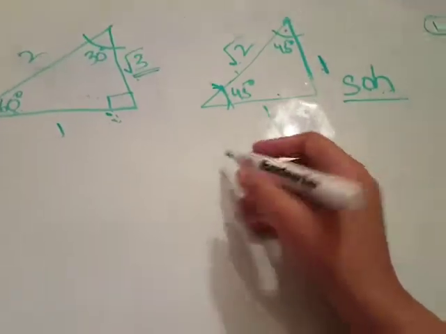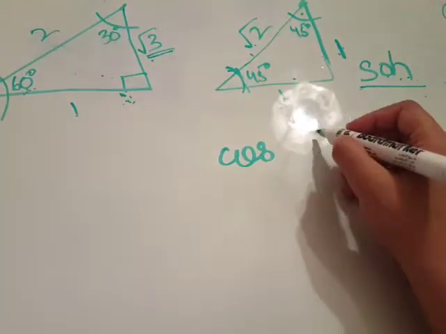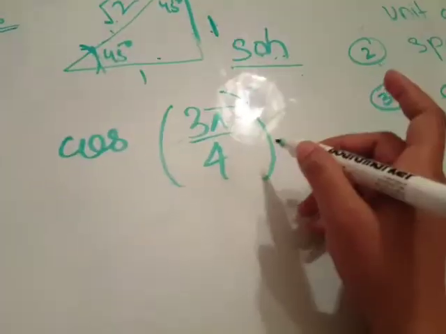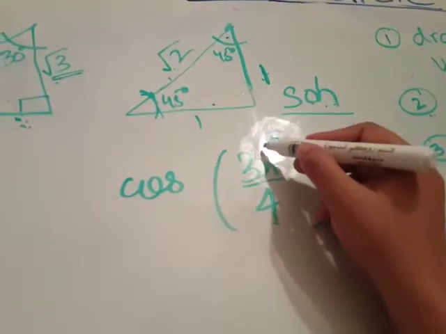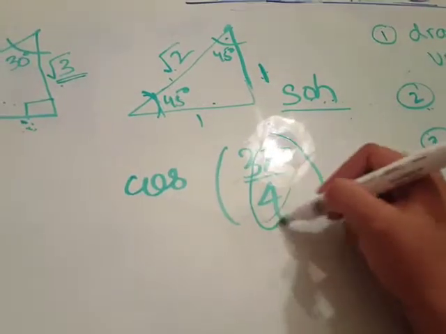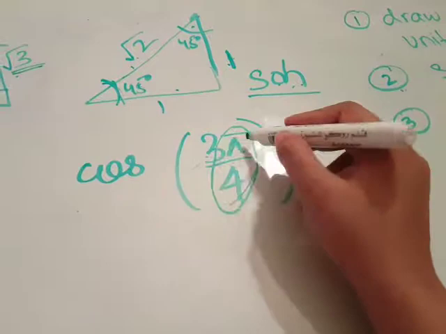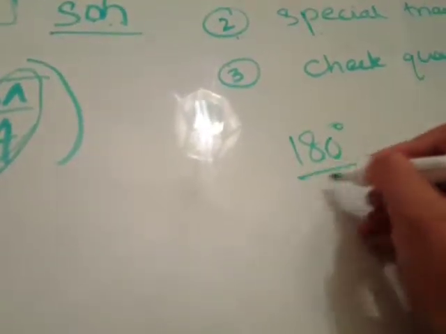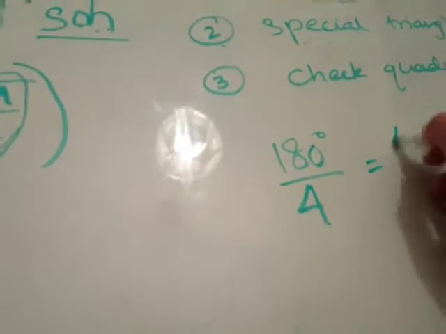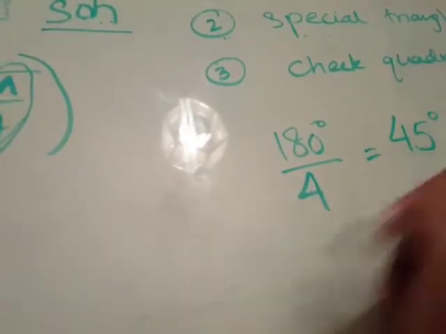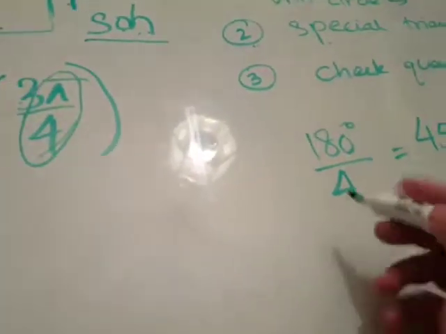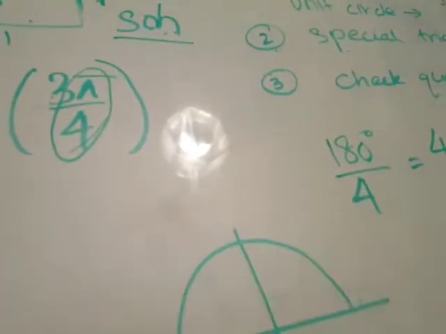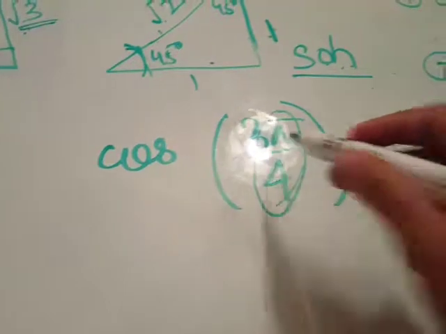Let's do one more question for cos 3 pi over 4. So the first step should be just check what is pi over 4. Okay. Ignoring the multiple, see what is pi over 4. 180 divided by 4 is equal to 45 degrees. Okay, so this is known. Now you should draw it on your unit circle, what is 3 pi over 4.